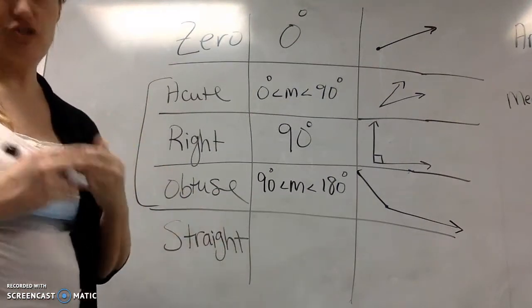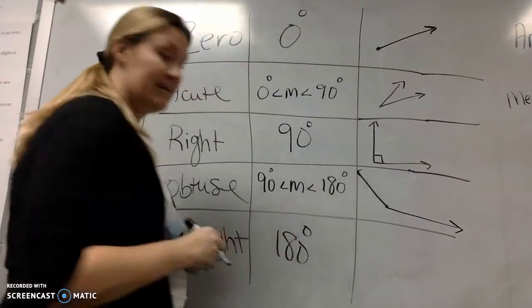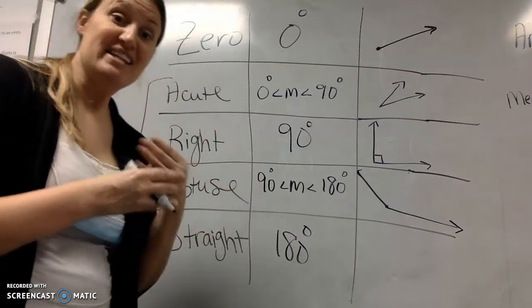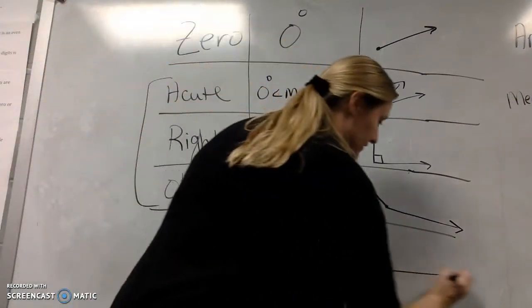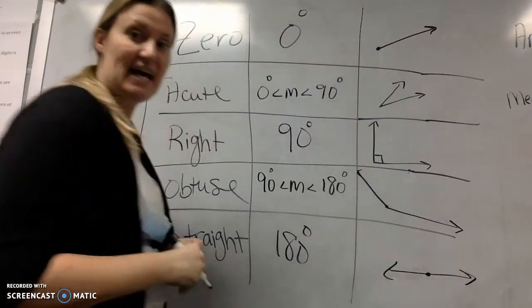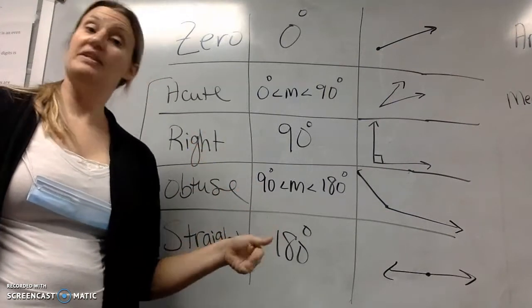And then you have your straight angle, which is exactly 180 degrees. A straight angle is kind of what it sounds like. It's a straight line. So you can see the difference between a ray and a line here. So those are our 5 types of angles, okay? And some of these you have heard of.